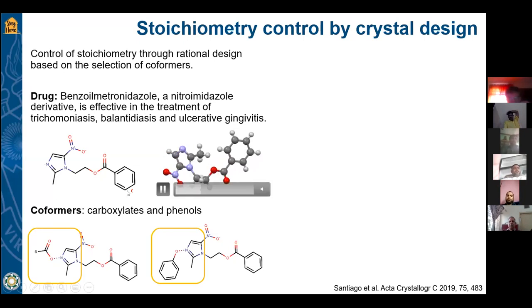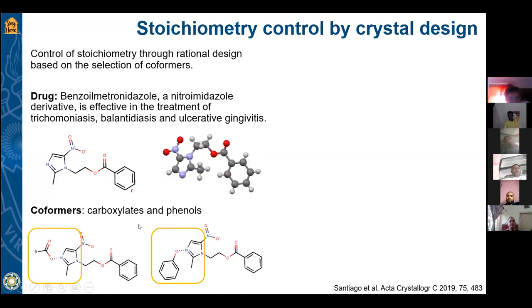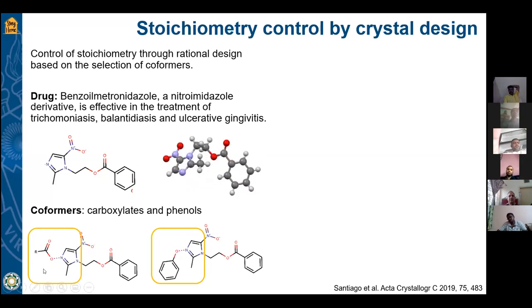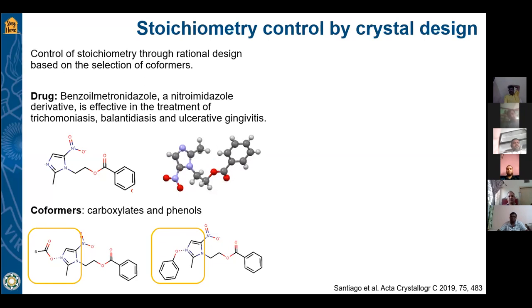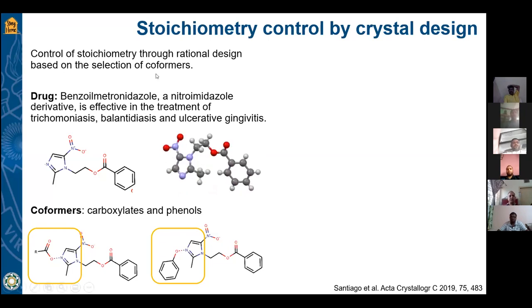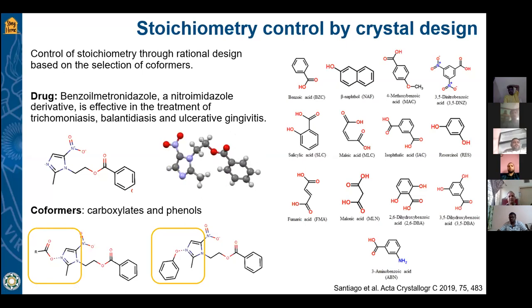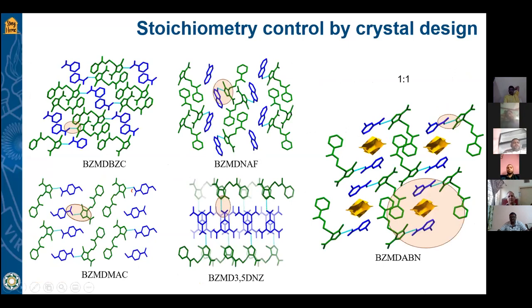So we did several tests with that. We tried a large screening with a database or library of coformers, and I will show you just those where we got crystals and the crystal structure was determined, which are the 13 structures we report in this work. So how to organize those? I will start first with the simple case, a structure that has just one OH group. For sure we will have a 1-1 stoichiometry.